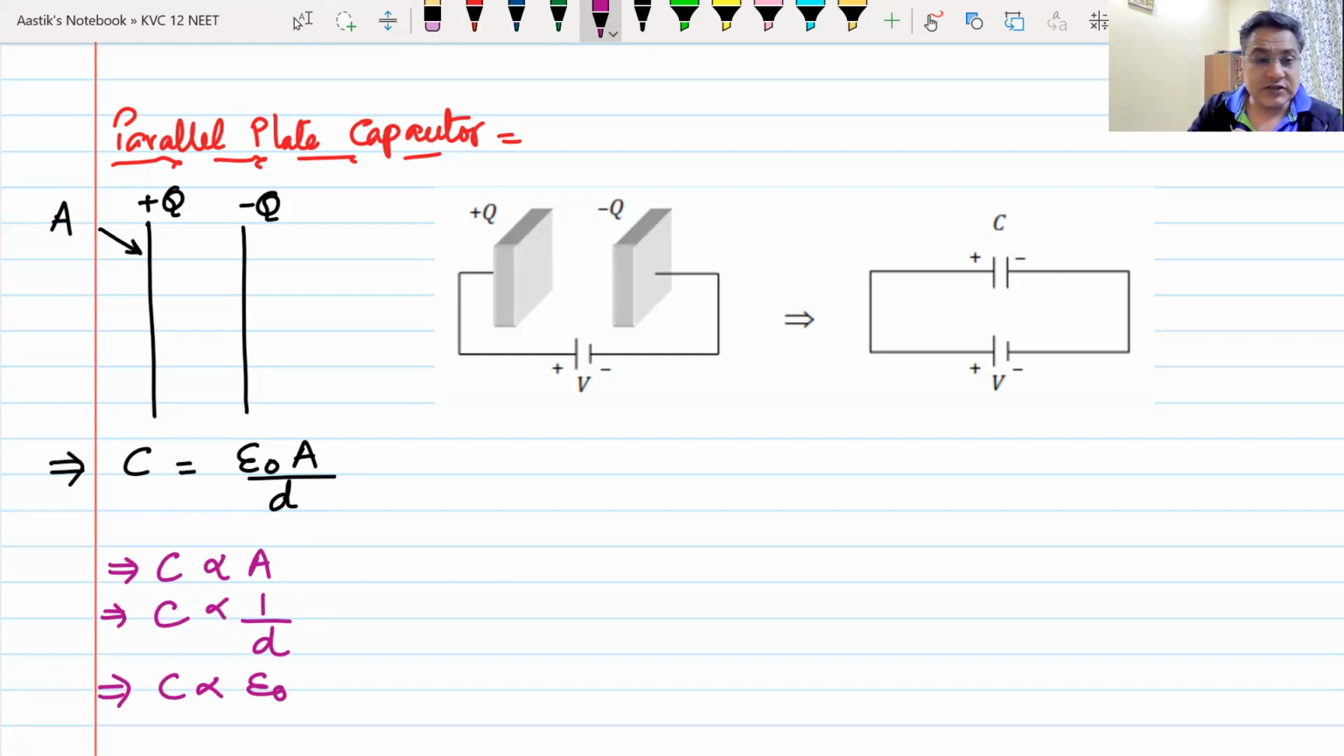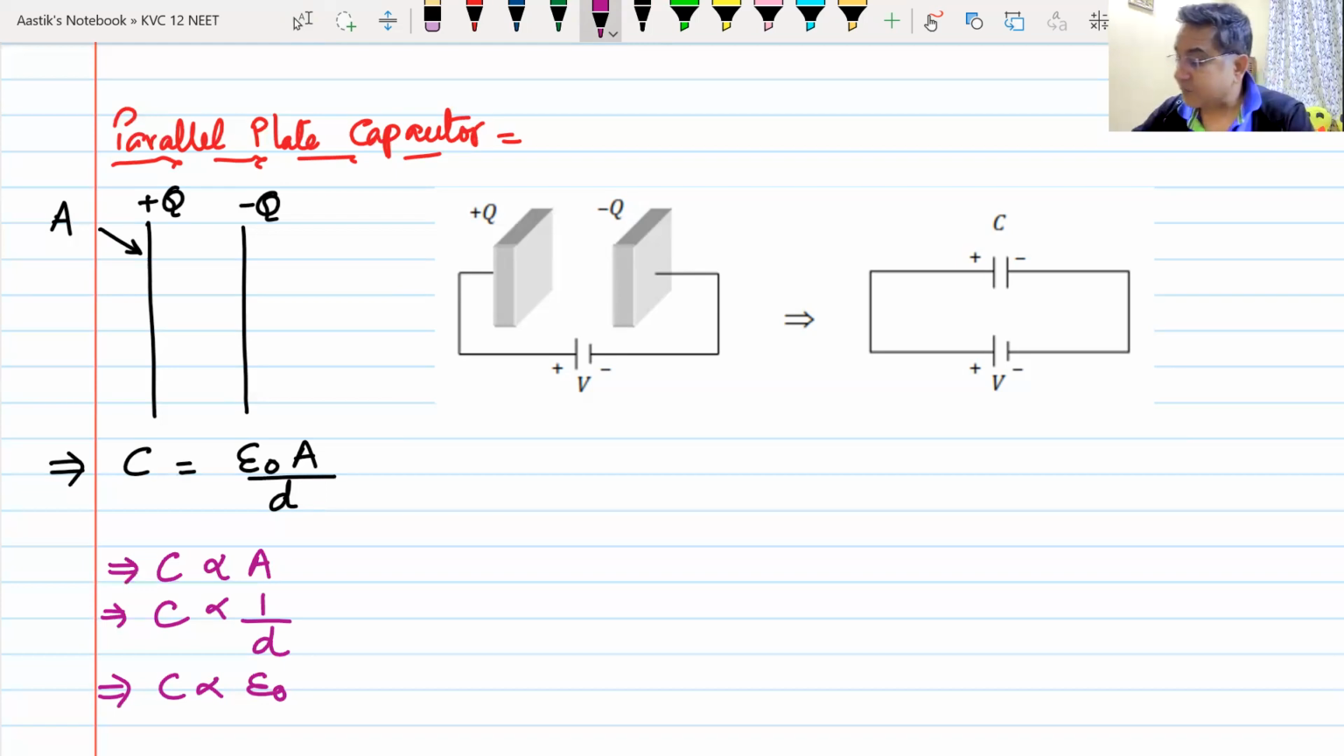Now this is the answer when the capacitor is not filled with any medium. It is having vacuum or air between the two plates. So therefore, we have epsilon naught A by D. Do we understand this? Yes or no? Okay.